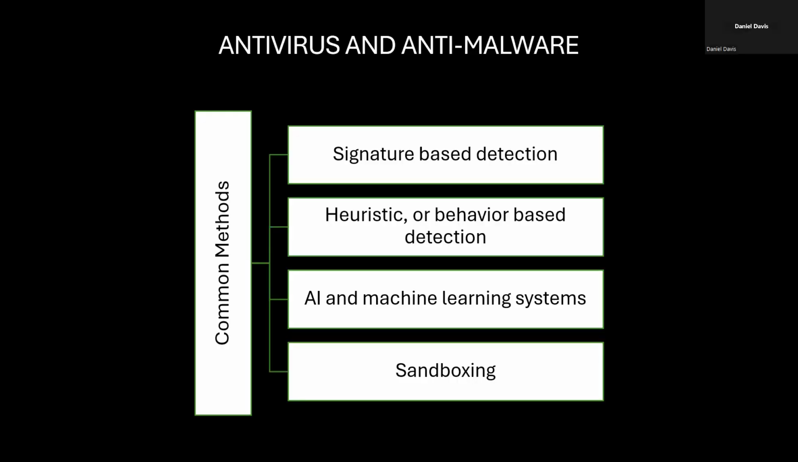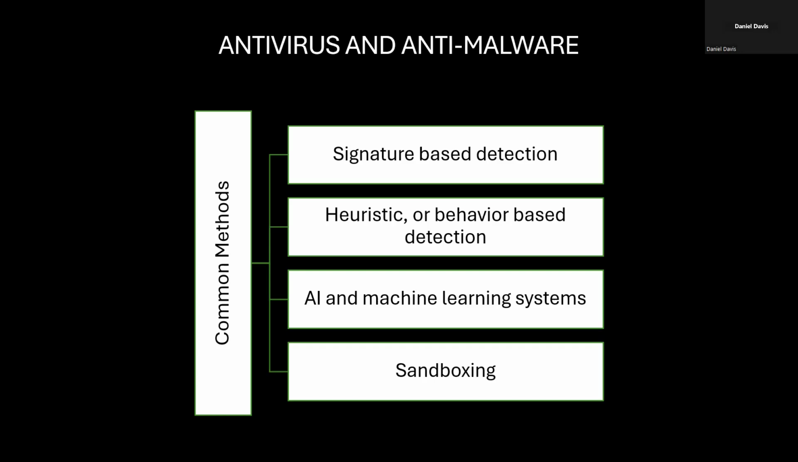Antivirus and anti-malware software form a crucial defensive layer in enterprise environments, helping to mitigate threats despite evolving malware techniques. Sometimes they are considered the last line of defense, often considered the final safeguard against system infection and compromise. These are four very common detection methods that we use. Signature-based detection, heuristic or behavioral-based detection, AI and machine learning, and sandboxing.